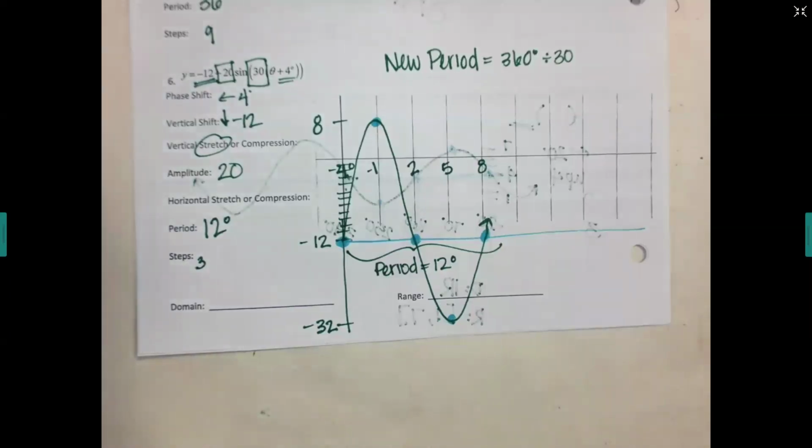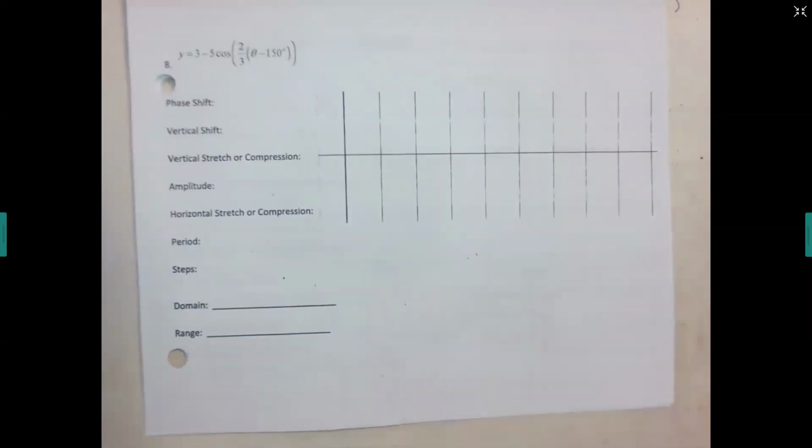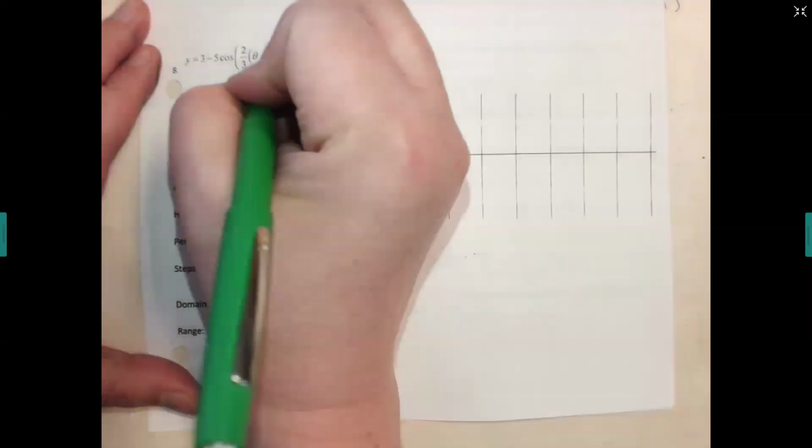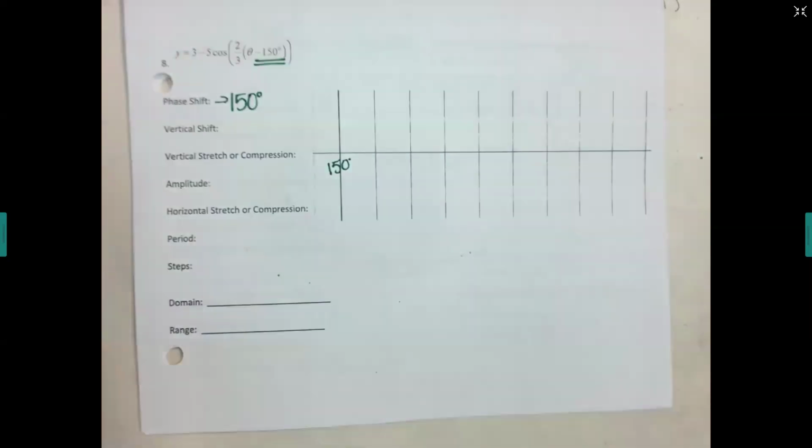Okay. All right, we're just going to do one more where we have a fraction. So let's skip ahead to number 8. Last one. First question, which way are we shifting? Left or right? Number 8. To the right, how many? To the right, 150. So label your first spot 150 degrees.